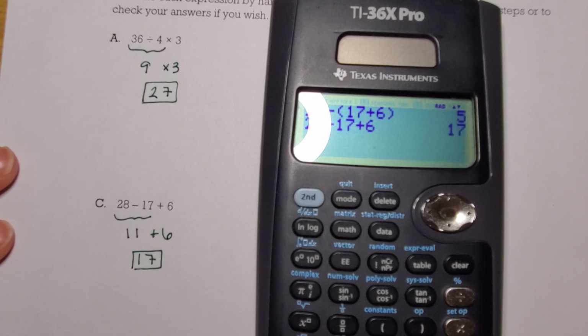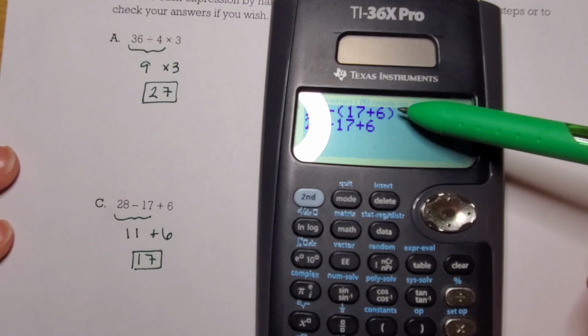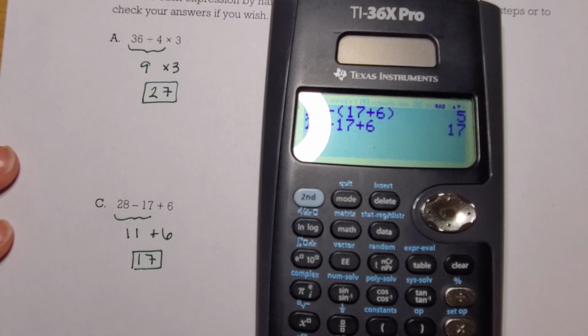So your calculator, a scientific calculator, knows the correct order of operations. But if you don't type things in correctly, then it's going to do what you tell it to do, not what you think you tell it to do. So you have to be careful whether to include grouping symbols or not.